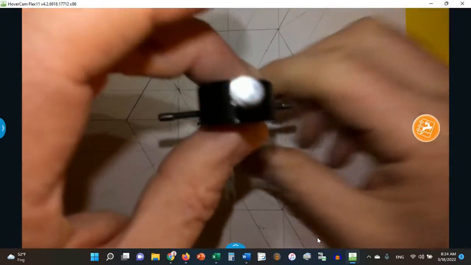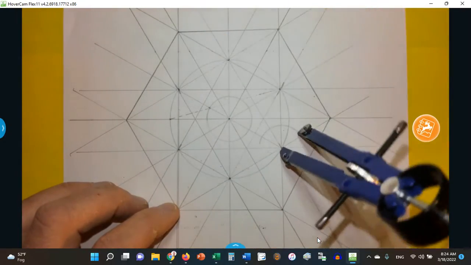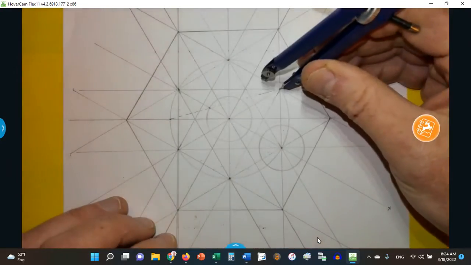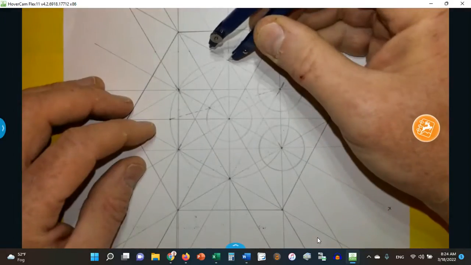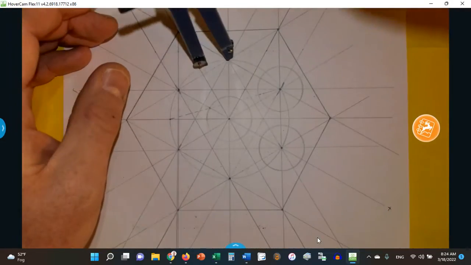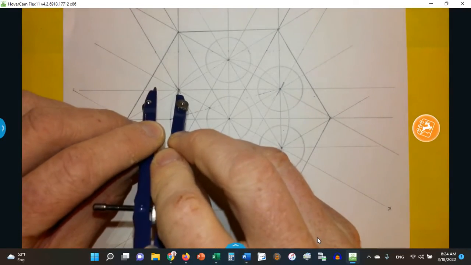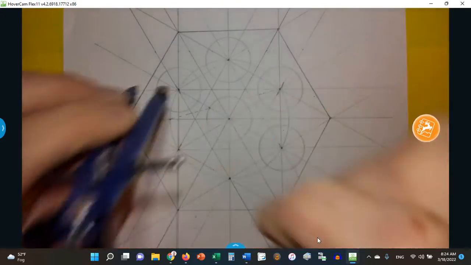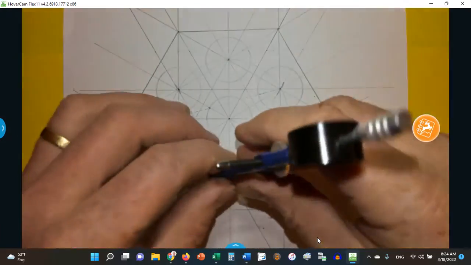Okay. Then I'm going to make a circle centered on each of the points of my original smaller hexagon on the circumference of that original circle. One, two, three, four, five, six.